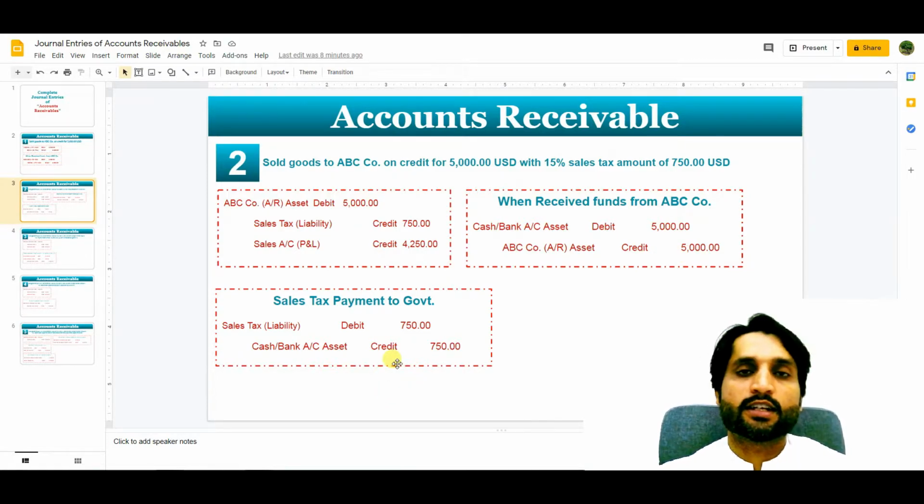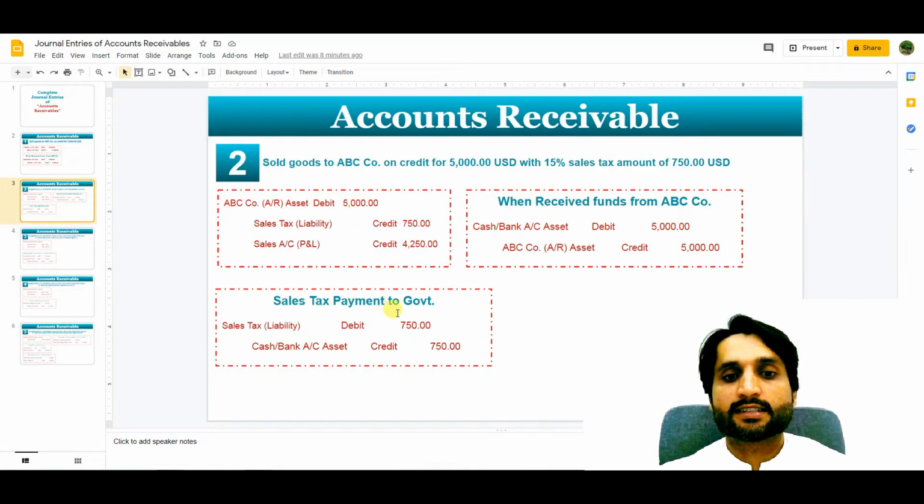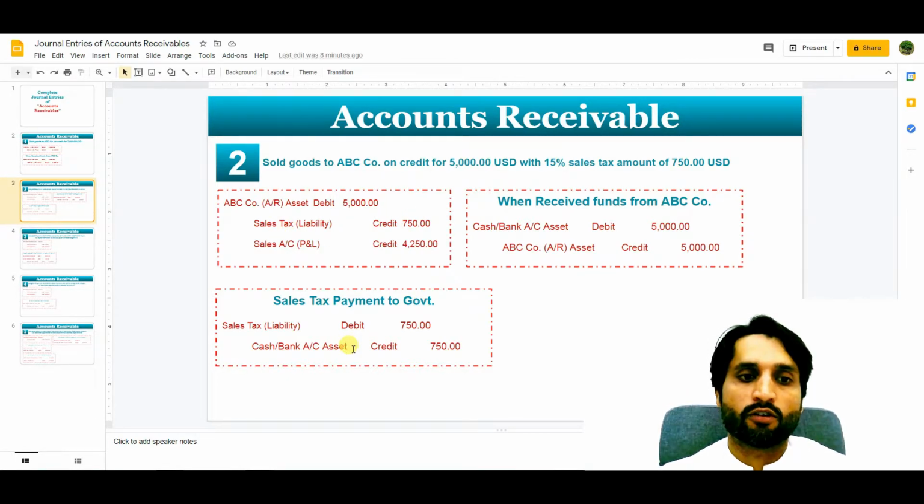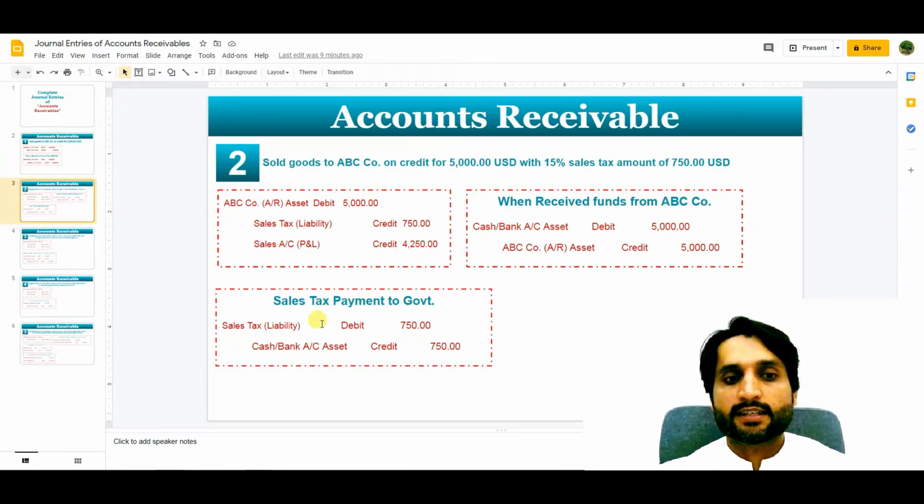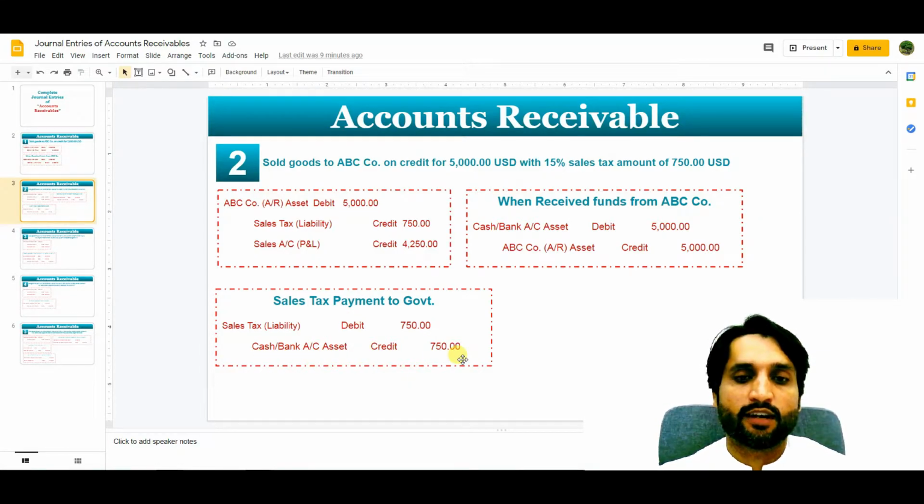Now the third entry which we will pass: sales tax payment to government. When we are paying this amount of 750, sales tax liability to the government, sales tax liability will be debit 750, and cash or bank account will be credited with $750.